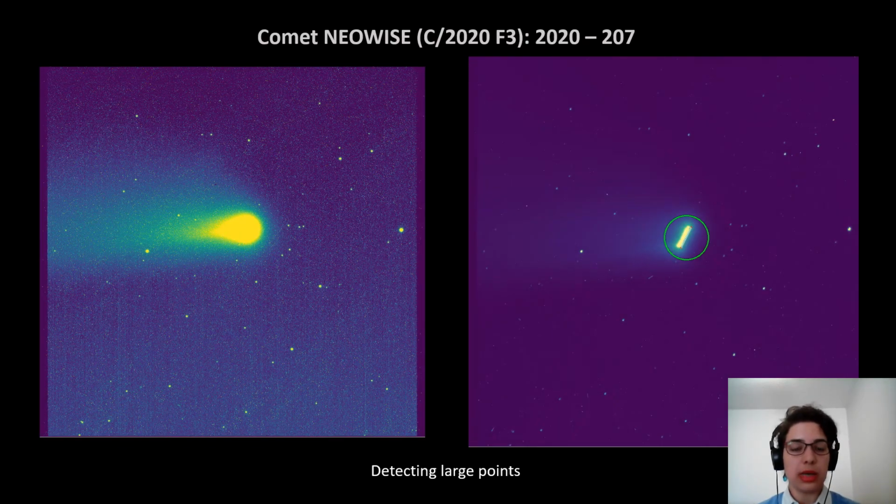Our algorithm is also tested on the recently discovered comet Neowise. Neowise has a near parabolic orbit and is discovered in March 27. Detecting this comet shows that our algorithm can also detect large targets in space images.